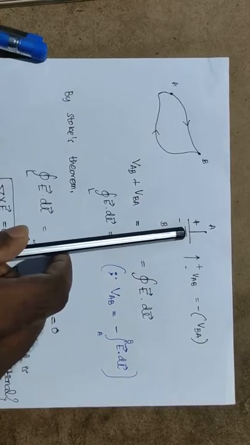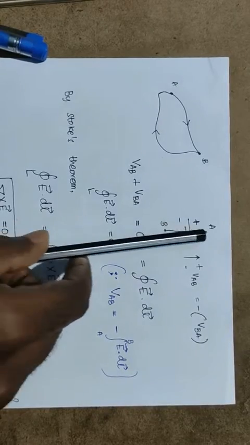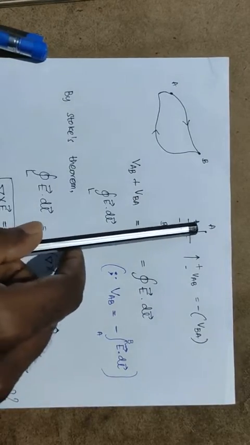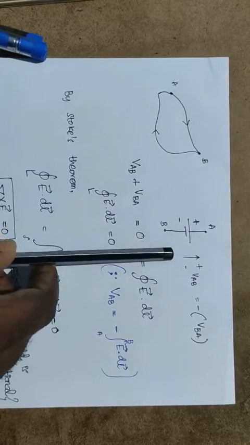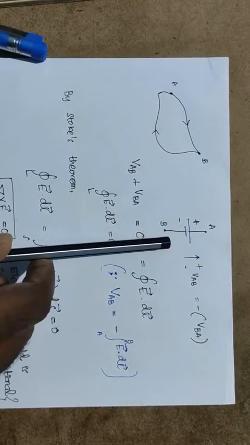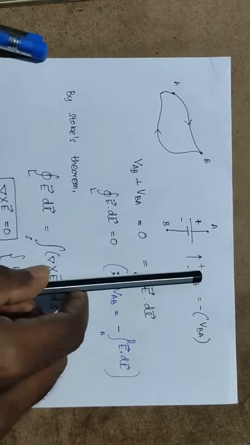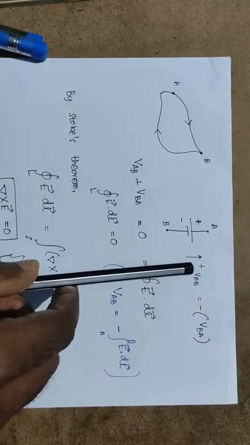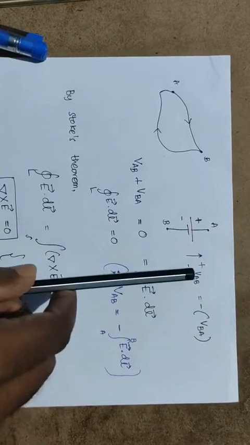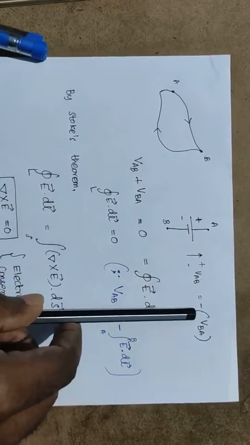Or simply consider it in circuit form. In a battery, we have two terminals, A and B, positive terminal and negative terminal. In the battery convention, if we are going from negative to positive, it will be considered as plus VAB, which can be written as minus VBA. So VAB is equal to minus VBA.